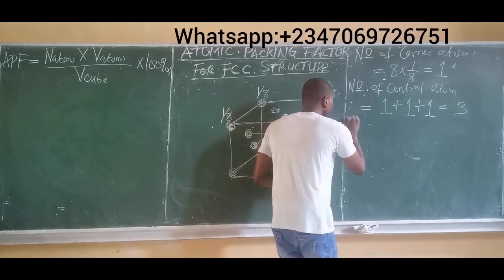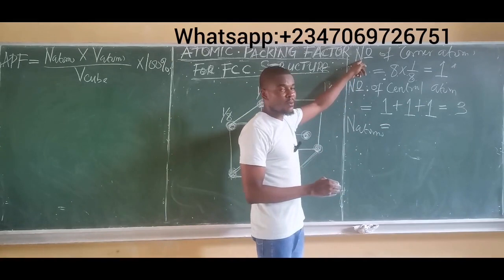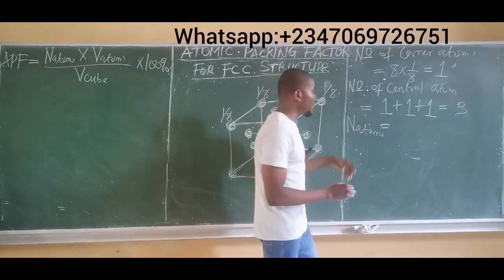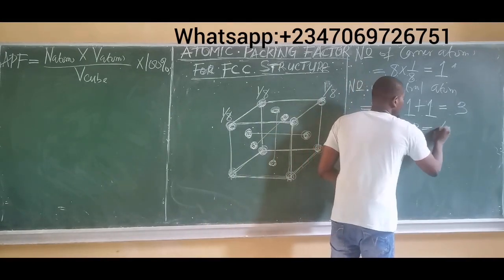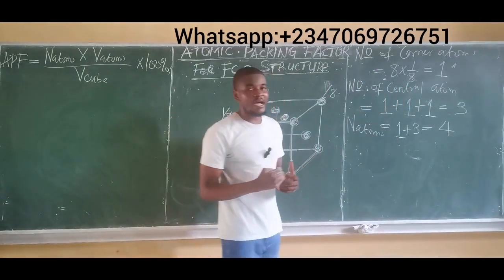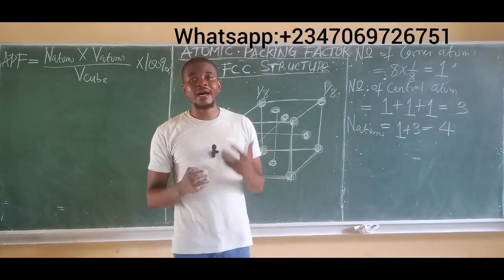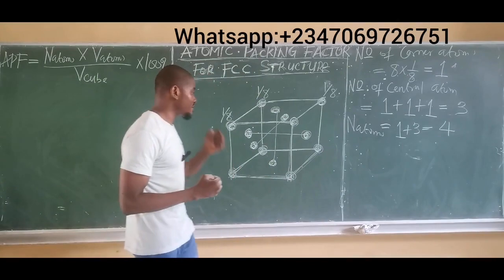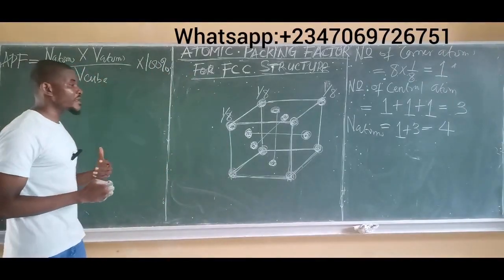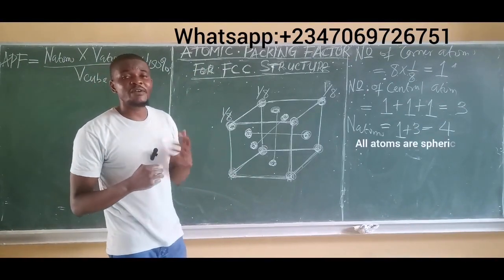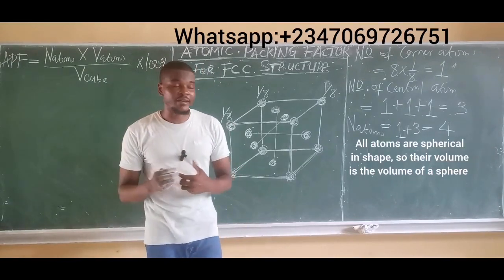Therefore, from that formula, the number of atoms becomes the sum of the corner atom and the center atom. So you simply add them together. That gives you 1 plus 3, which is equal to 4. So always keep this in mind. For a face centered cubic structure, the number of atoms is always taken as 4. All right. Now, having obtained the number of atoms, we need to now find volume of atoms. Every atom is spherical in shape. So their volume is simply the volume of a sphere.